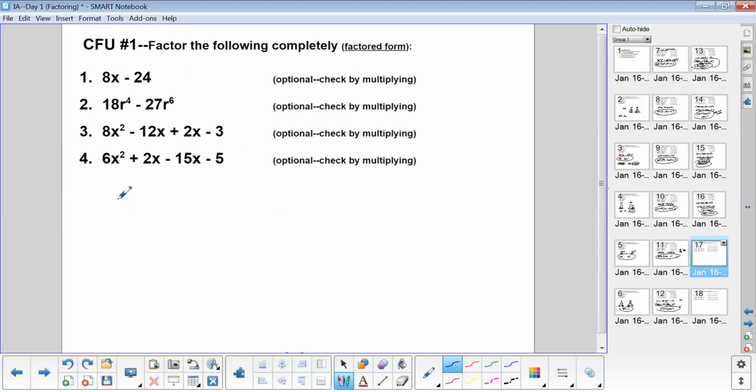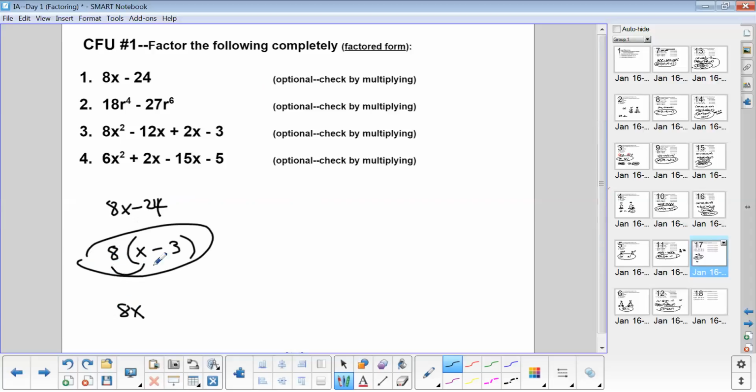So number 1, 8x minus 24. You're looking for what both terms have in common, and they both have a factor of 8. So 8x divided by 8 is x. 24 divided by 8 is 3, and that would be a factored form. How can you check? Notice I have up here optional. You can check by multiplying. 8 times x is 8x. 8 times negative 3 is negative 24. You should come back to where you started if it was factored correctly.